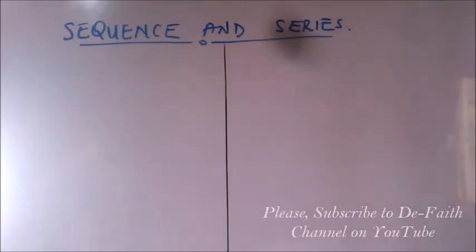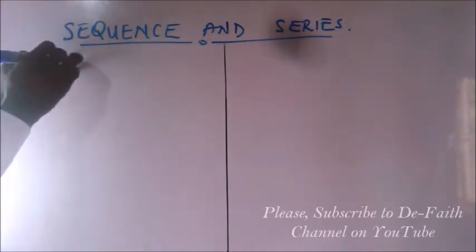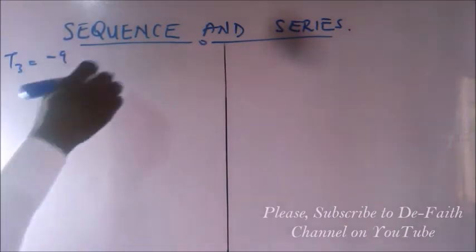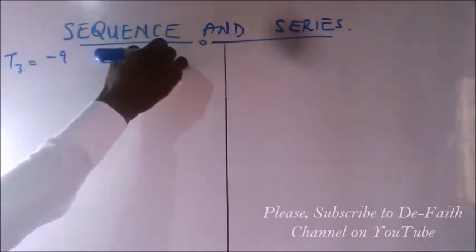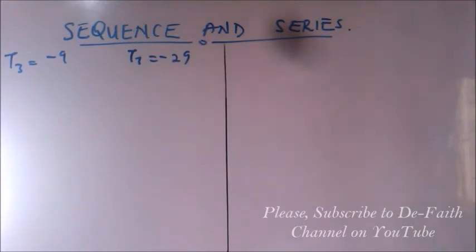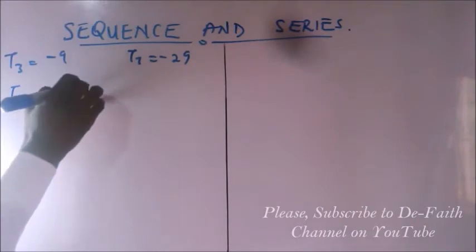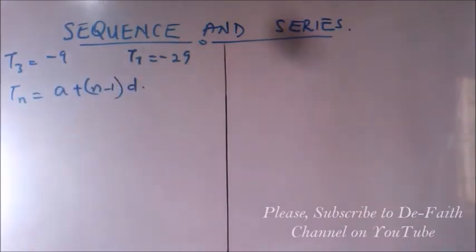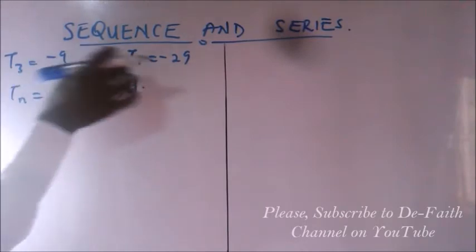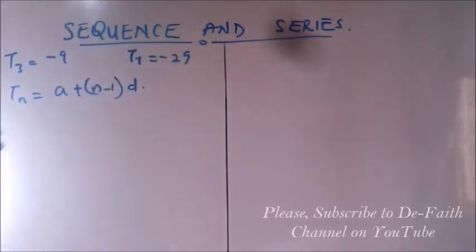Question. The third term of an AP is minus 9, and the seventh term is minus 29. Find the 10th term of the progression. In this question, we're told that the third term is equal to minus 9, and the seventh term is equal to minus 29. And here we are dealing with an arithmetic progression which has the formula of Tn equal to a plus n minus 1 into bracket d. Alright, so let's apply this formula to these two pieces of information we are given.